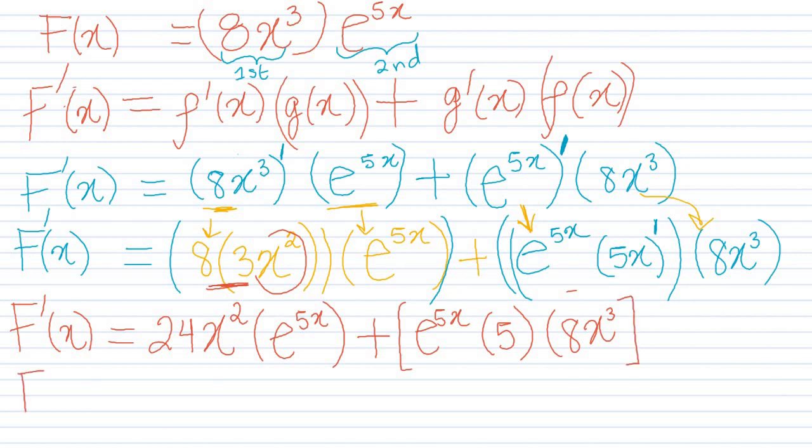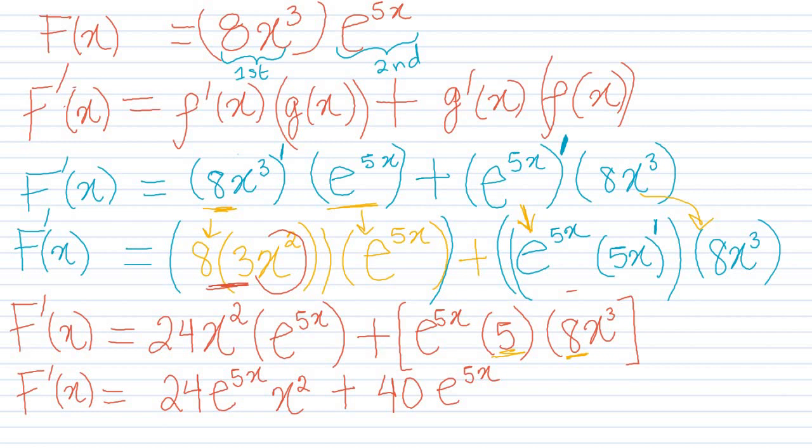And so f prime of x equals 24e to the 5x, right? x squared plus 5 times 8, what is that? It's 40. So you have plus 40, and then e to the 5x, right? x cubed.